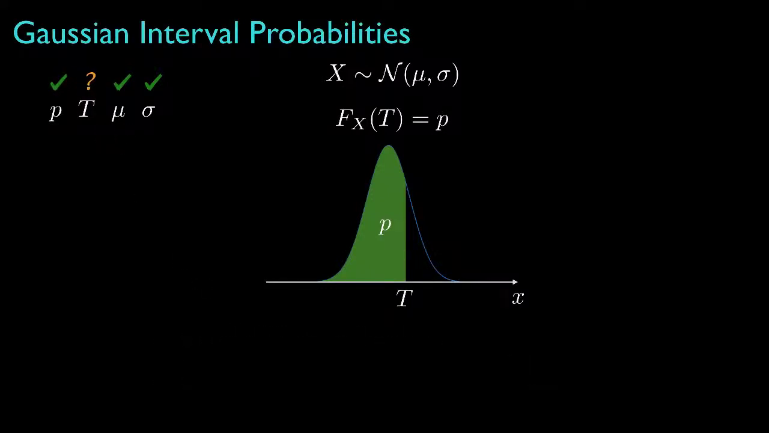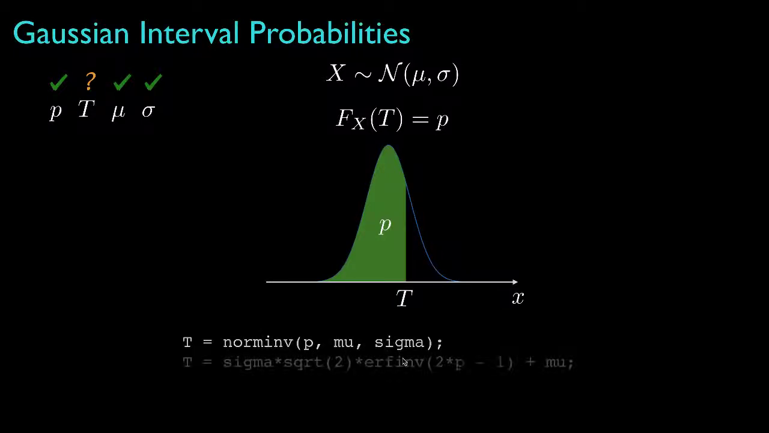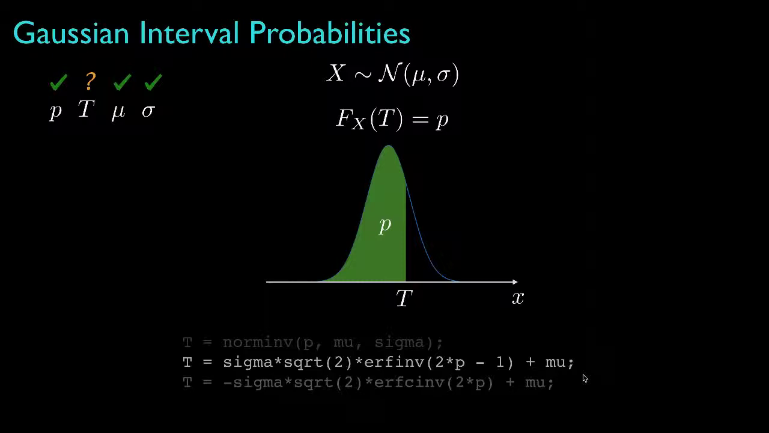In some situations the unknown quantity will be the threshold. In this case we might have a function that can evaluate the inverse cumulative distribution function for a Gaussian random variable directly, and we would specify the probability, the mean, and the standard deviation. Or we might have an inverse error function that we would use in this way, or possibly the inverse complementary error function, which we'd use like this.